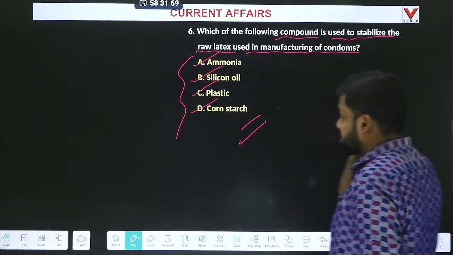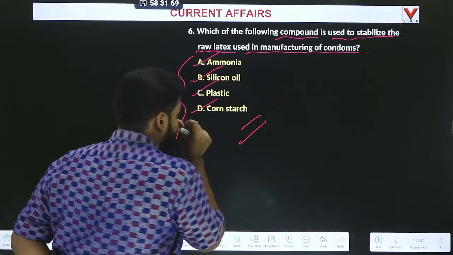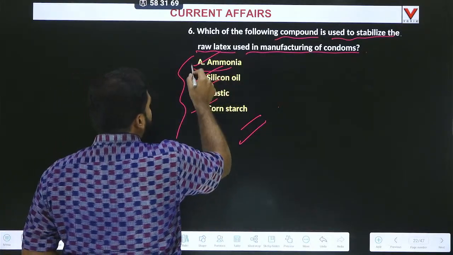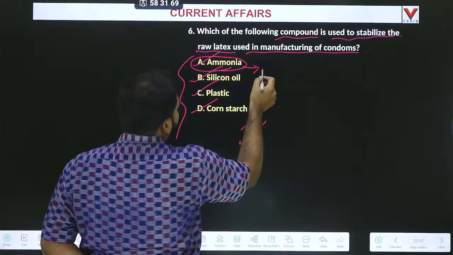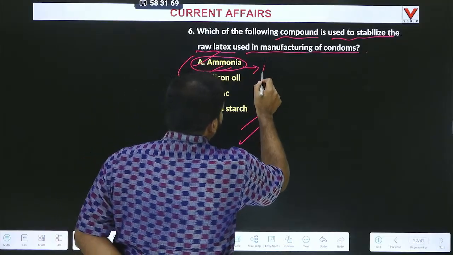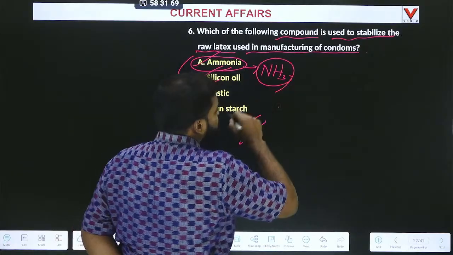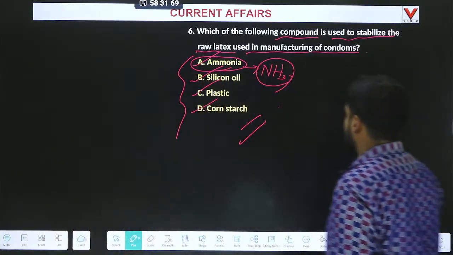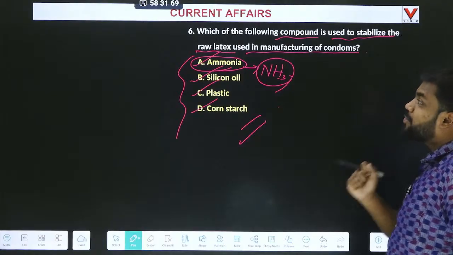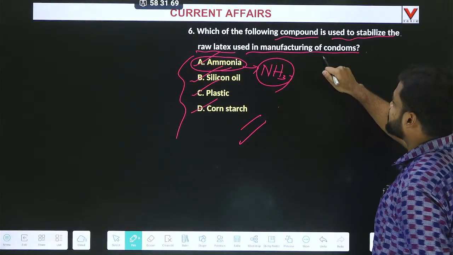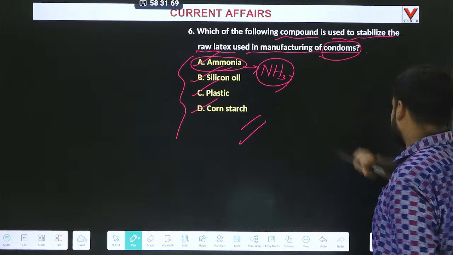Okay, let's discuss the question and the answer, okay? The right answer is ammonia. What is the chemical formula of ammonia? NH3. Nitrogen bonded with 3 hydrogen atoms, right? Ammonia. Okay, why is ammonia in the news, or why are condoms in the news?